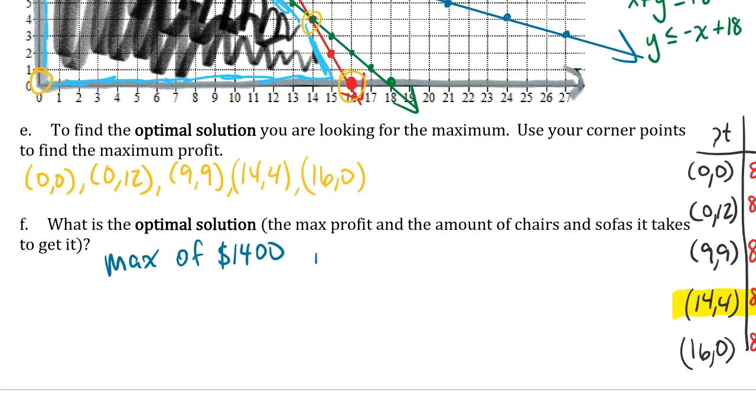All right, with 14 chairs, because remember this is just X and Y, so chairs was X, so 14 chairs and 4 sofas. And that's our answer. So we can make $1,400 profit by making 14 chairs, 4 sofas. That's our maximum.